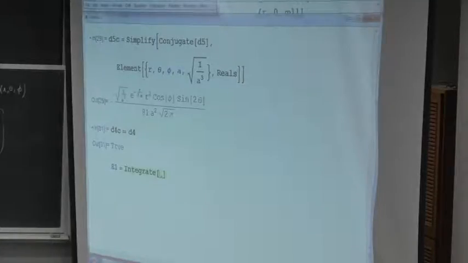What do I need to integrate? I need to integrate over all of volume, which means I need to integrate with this metric, r square sine theta. First of all, I need to write x in terms of theta. I need to convert this into polar coordinates.